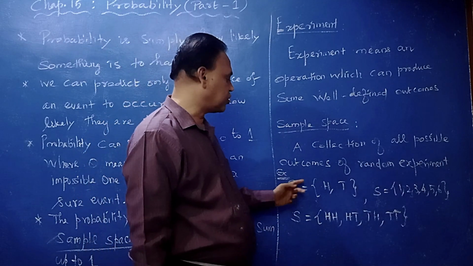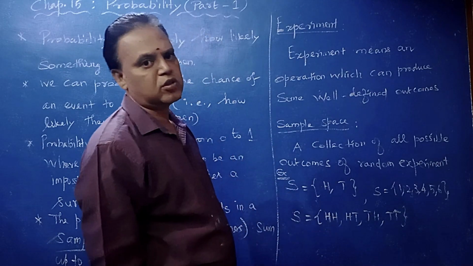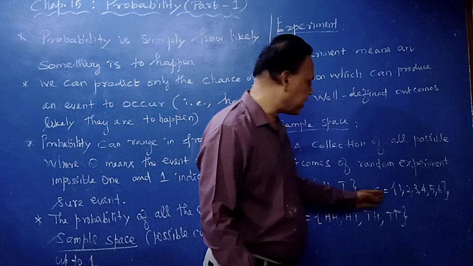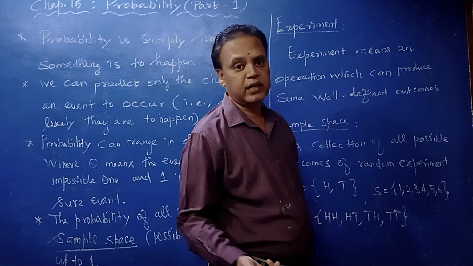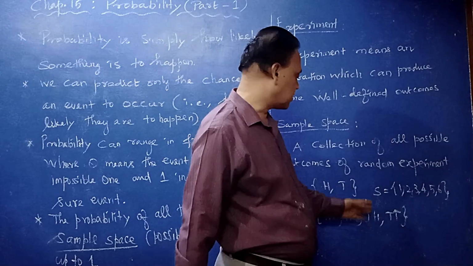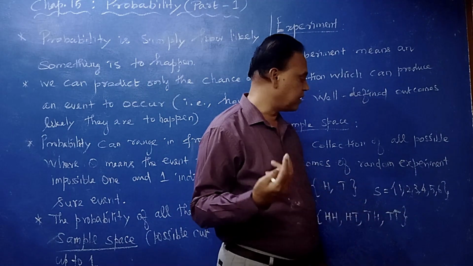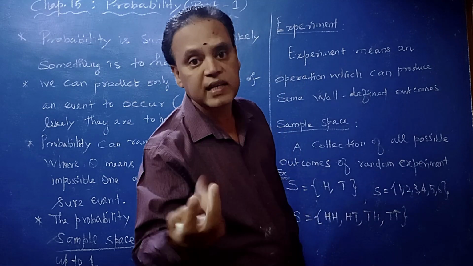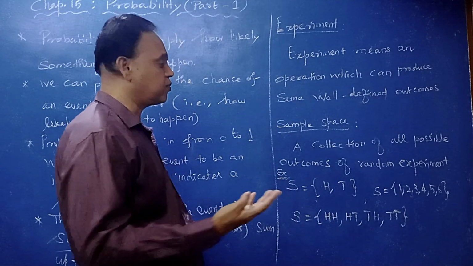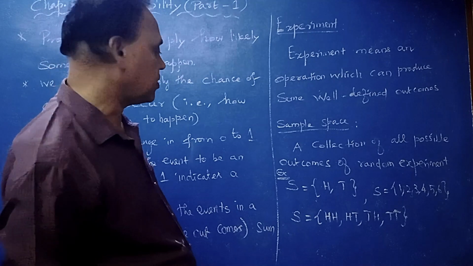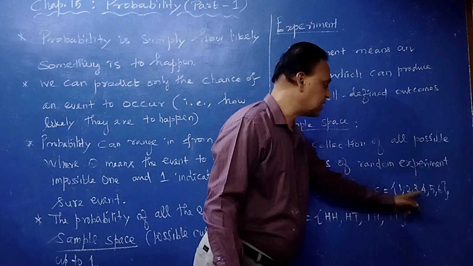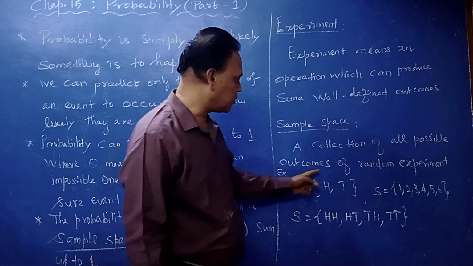So for a sample space you have to write all possible outcomes. Suppose you take throwing a die. The possible outcomes are: 1 may occur, 2 may occur, 3 may occur, 4 may occur, 5 may occur, 6 may occur. So there are 6 possible outcomes, right? Here the number of possible outcomes is 6. For the coin, the number of possible outcomes is 2.